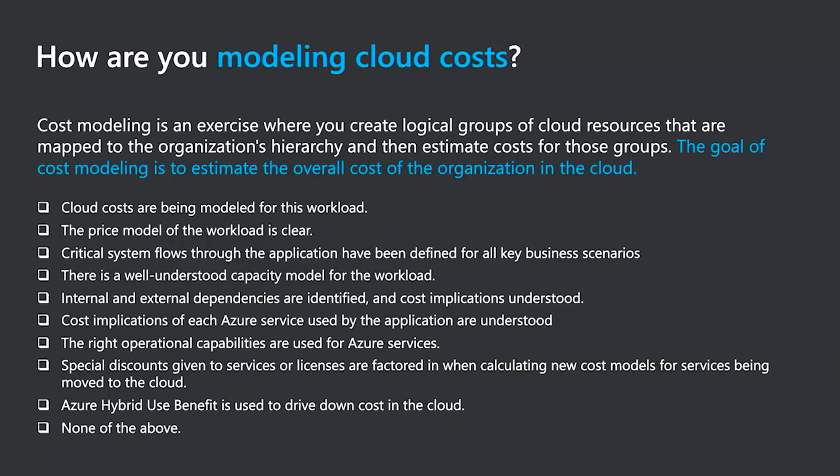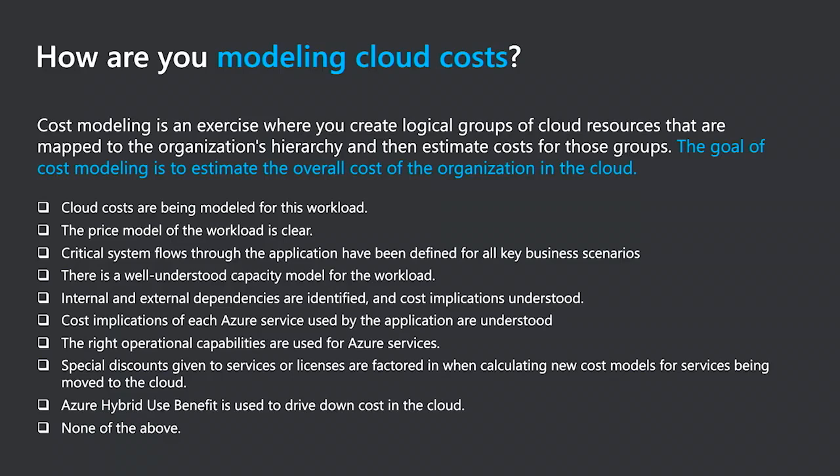Azure Hybrid Use Benefit is used to drive down costs in the cloud. Understanding your current spending on licenses can help you drive down costs in the cloud. Azure Hybrid Benefit allows you to reuse licenses that you purchase for on-premises in Azure, and via this drive down the cost as the license is already paid.